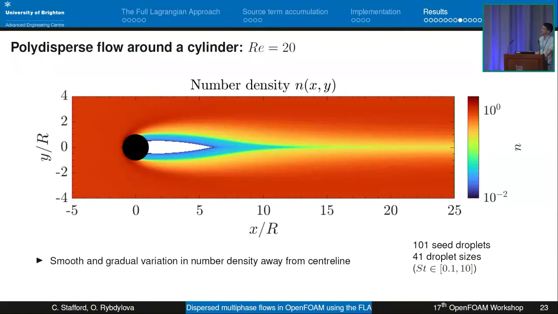And essentially it tells us that, as we knew, this is an accumulation, if you like, of all the droplet sizes from the monodispersed cases. You can consider it in that sense. So we see that behind the cylinder there's the wake and an area of lower number density, and away from that it's fairly uniform. I've used 101 seed droplets along the left edge in these, and there's 41 different sizes in the range of Stokes numbers here. So this is just a number density.